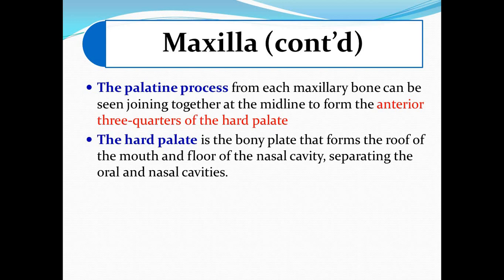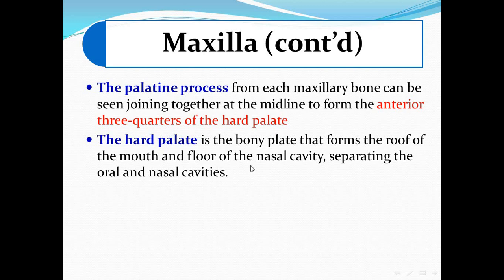The palatine process of the maxilla can be seen joining together at the midline. So we have two maxillae. Each one has a palatine process. These two palatine processes join at the midline to form the anterior three quarters of the hard palate. Then the posterior quarter of the hard palate is formed by the palatine bone.